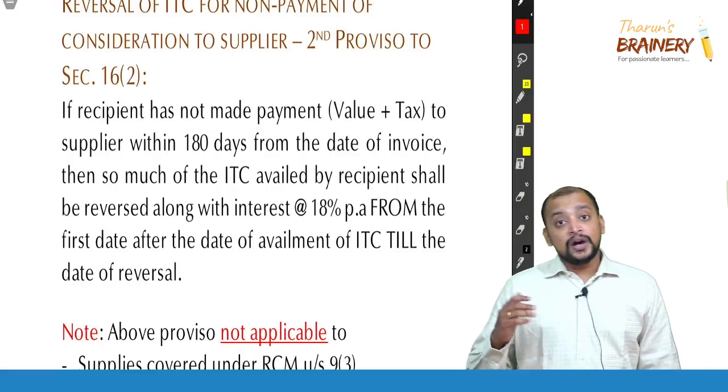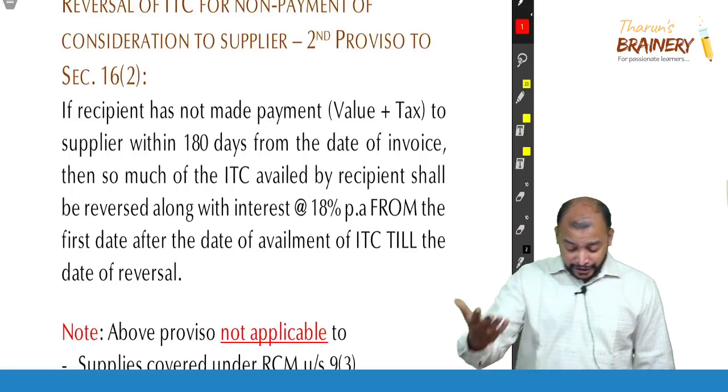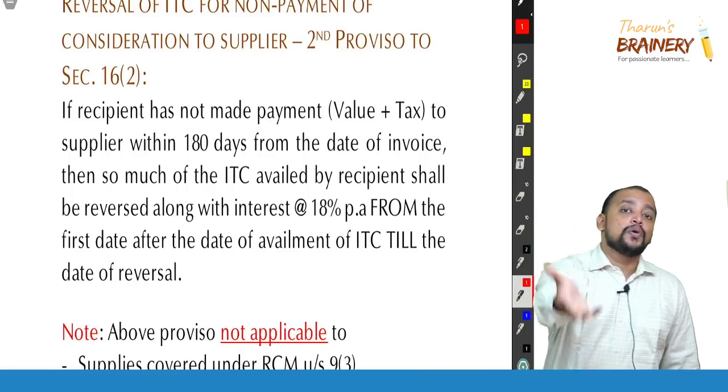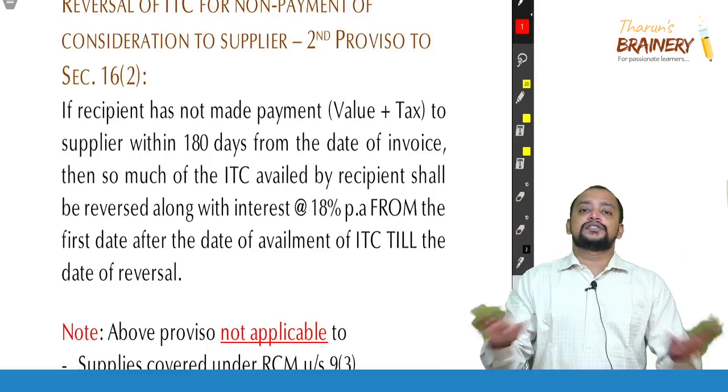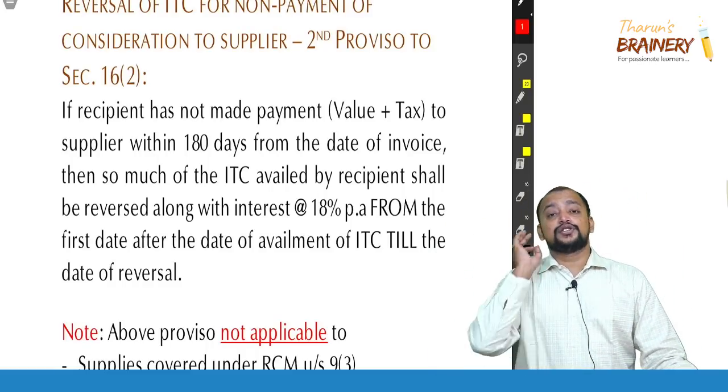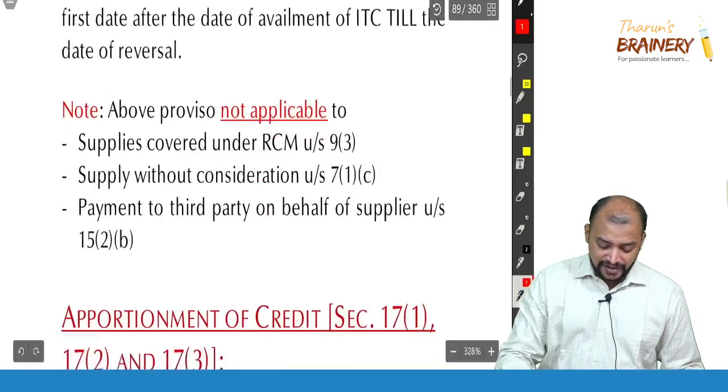Now what if the payment is made at a later point of time? As and when the payment is made, whatever reversed ITC can be availed as ITC again, but the interest is gone. Interest is a loss here. But this provision is not applicable in 3 cases. That is very, very important.